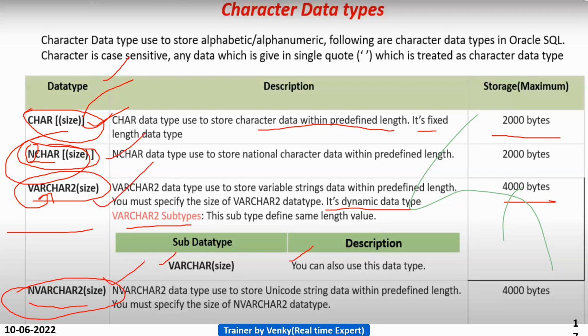Varchar and varchar2, same functionality. You need not know about that. I am just telling you, nchar and nvarchar2 are used if you want to insert multiple languages into the same column, Telugu, English, Urdu, Malayalam, Tamil, anything. That's it for character data types, guys.